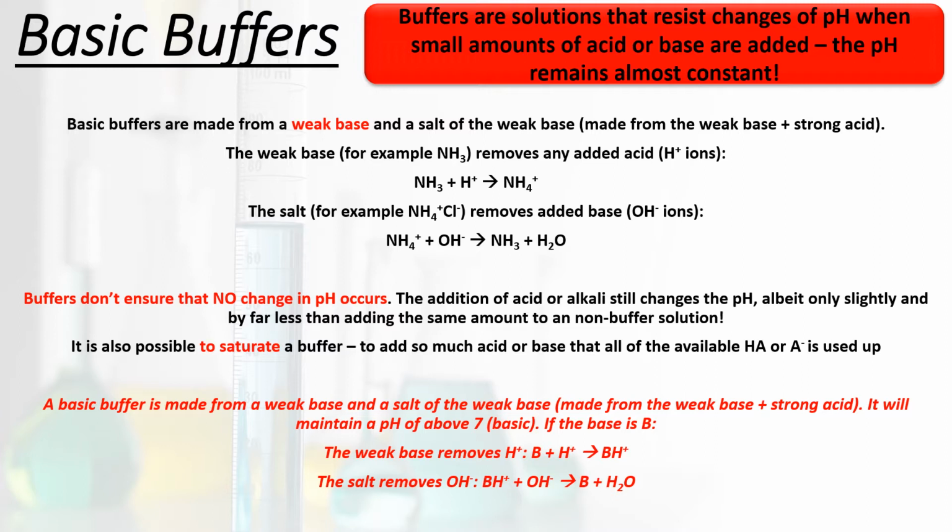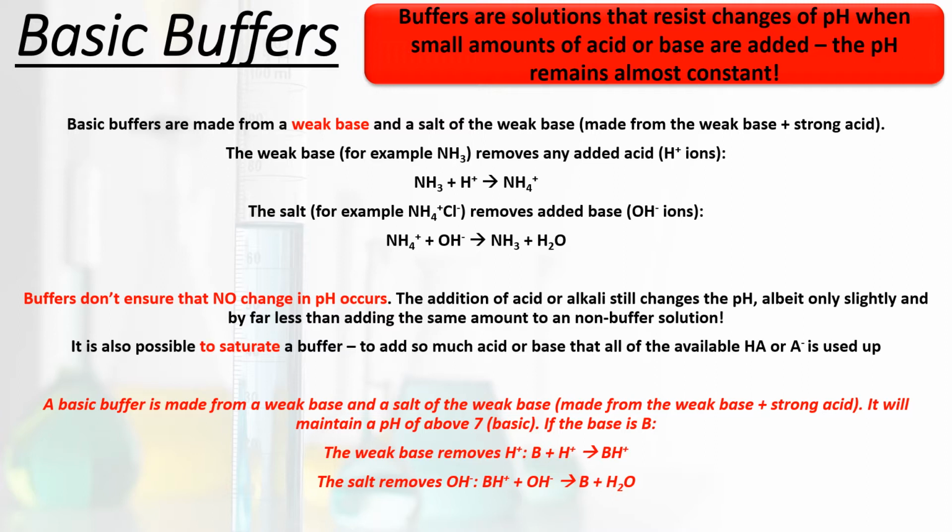So again, the takeaway headline is that a basic buffer is made from a weak base and a salt of the weak base, which is made from the weak base and a strong acid, and it will maintain a pH of above 7. And so if we say that the base is B, the weak base removes any added protons, so B plus H+ to BH+, and the salt component, which we can say here might be BH+, removes any OH- to produce the undissociated weak base B and water. So the equations are quite similar, almost reversed between the basic and acidic buffers.